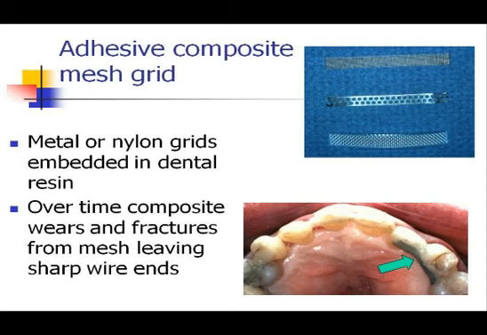In the case of the metal mesh, sometimes the patient would perforate through on the lingual surfaces of maxillary incisors, and the metal would be sticking out, and it would be sharp and uncomfortable to the patient's tongue.